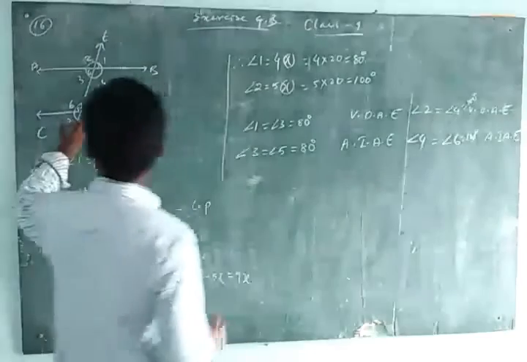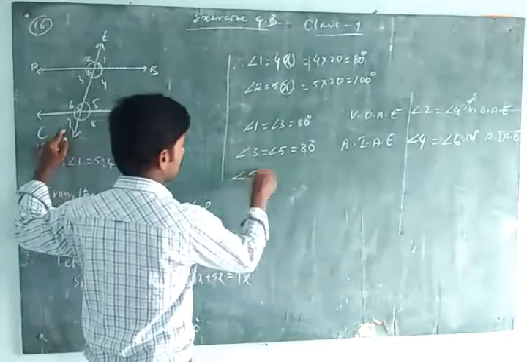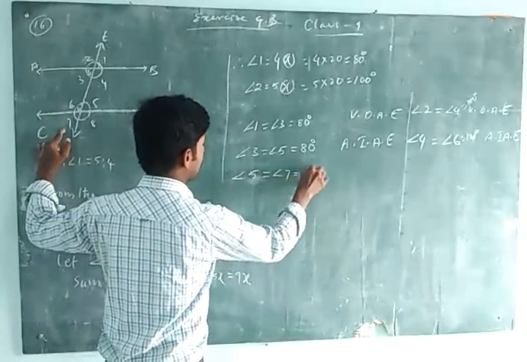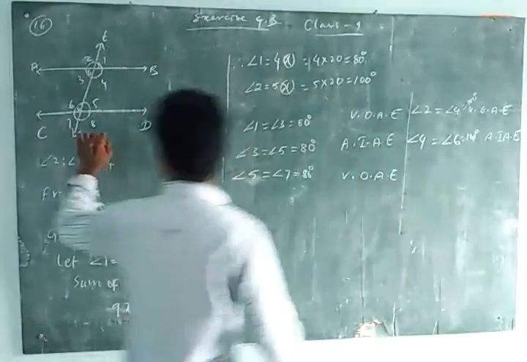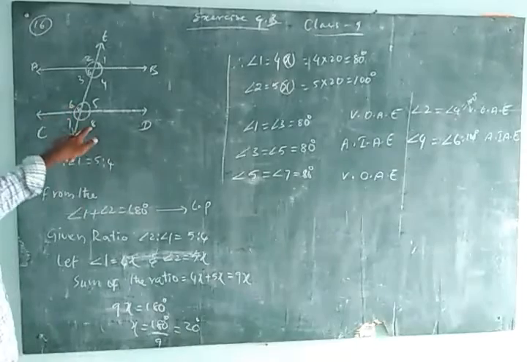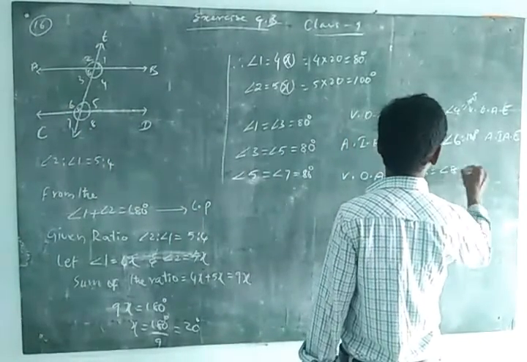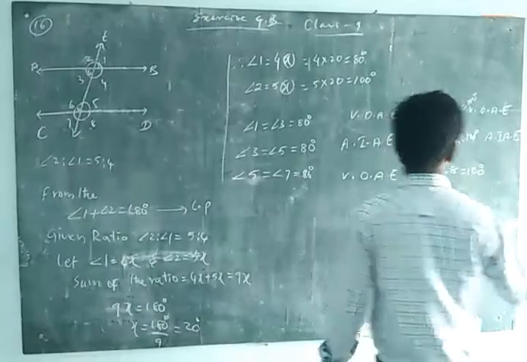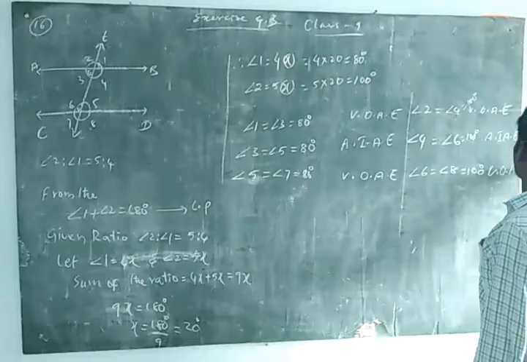And then angle 5 is equal to angle 7, equal to 80 degrees. Vertically opposite angles are equal. In the same way, angle 6 is equal to angle 8, equal to 100 degrees. So alternate interior and vertically opposite angles are equal.